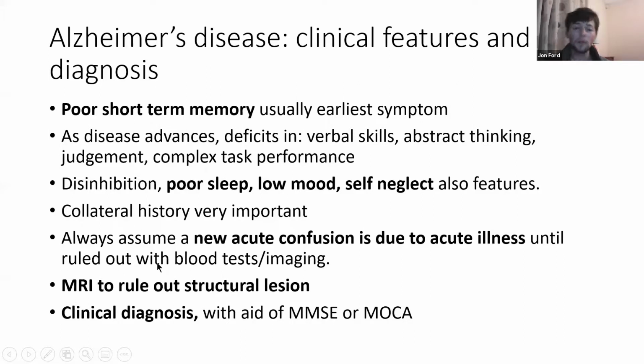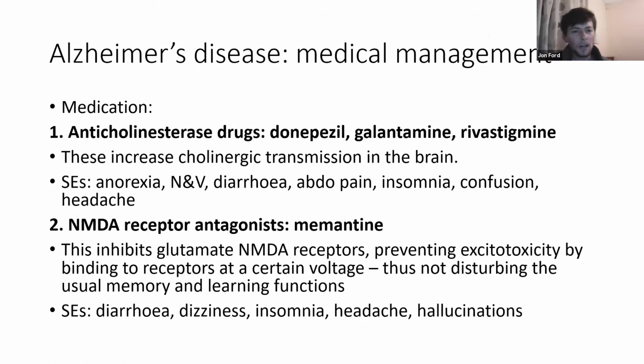MRI is often done. So if you've ever been to a memory clinic on your placements, you'll see that often if somebody's come in with this new confusion and reduced function, they'll have an MRI just to make sure there's not some sort of subdural hematoma or cancer lingering. But it is a clinical diagnosis when it comes down to it. Once everything else has been excluded, you can use an MMSE, the Mini Mental State Examination, or a MOCA, the Montreal Cognitive Assessment, which are versions of often paper-based cognitive examination that you might have seen. So drugs for Alzheimer's is worth knowing for exams.